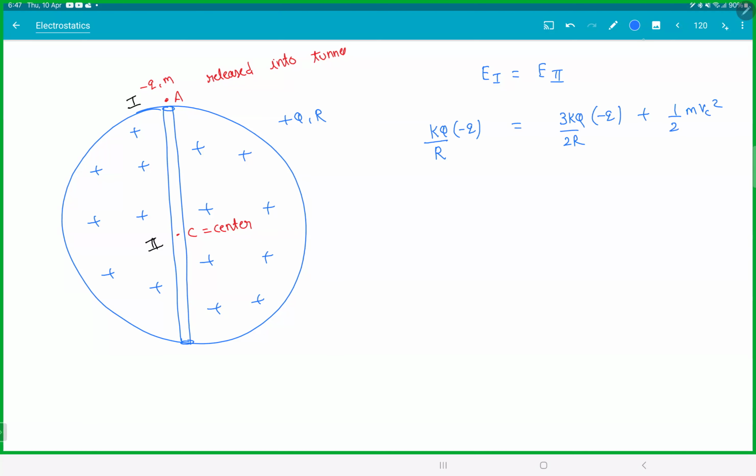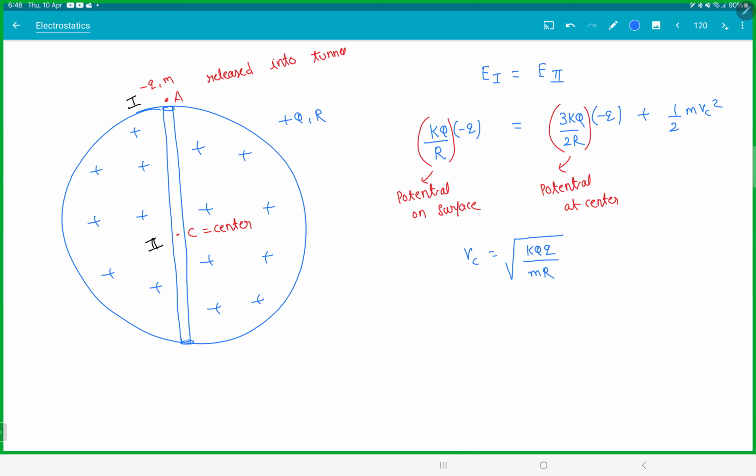That's all there was to do. So this here is potential on surface. So instead of using mgh, we are using kqq by r. This is potential at center. To solve this, you will get Vc is equal to kqq by 2r. So root over kqq by mr. Easy.